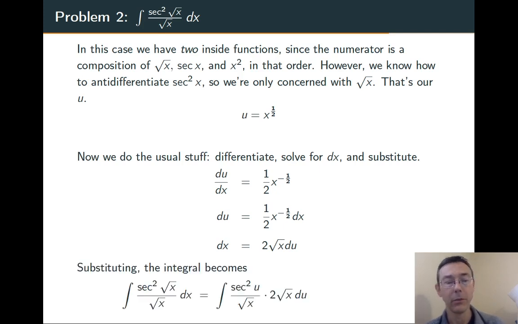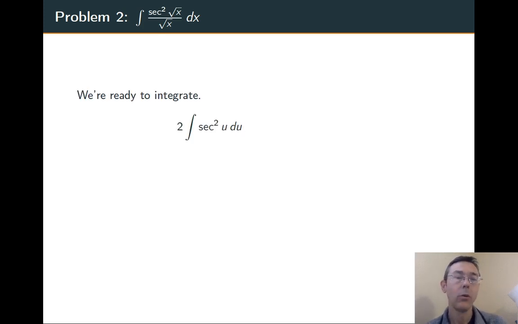Then you're ready to substitute. Take out square root of x, put in u. Take out dx, put in 2 square root of x du. Simplify, and hopefully you're left with something that only has u's in it and which you know how to integrate. In this case, that's the case. So the most general antiderivative of secant squared of u is tangent of u plus c.